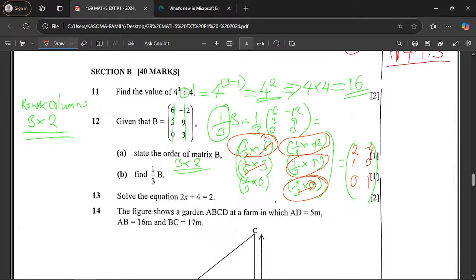If you have got questions, ask in the comment section. But basically, that's how you find the answer for that one. Okay, so if there are no questions, we go to the next question, please.